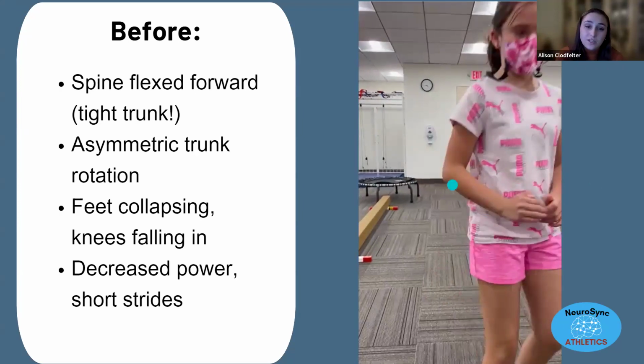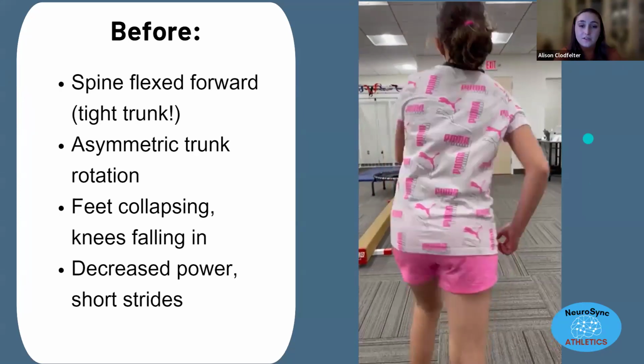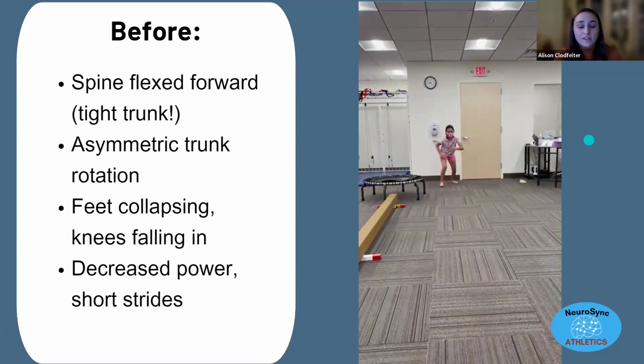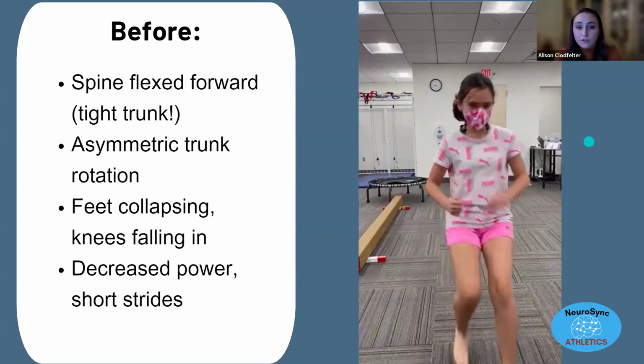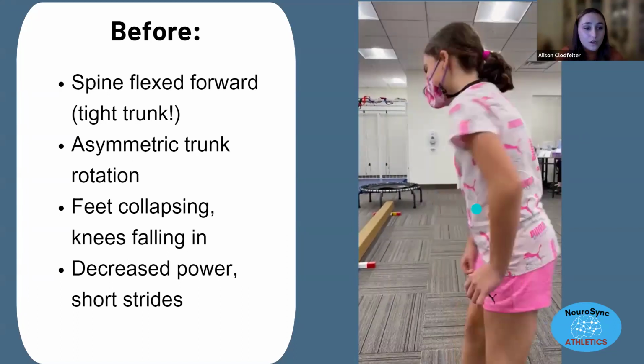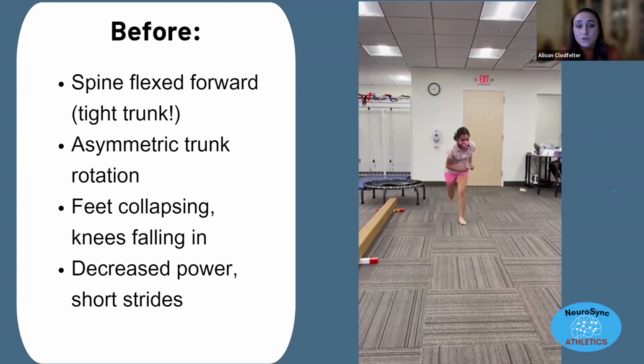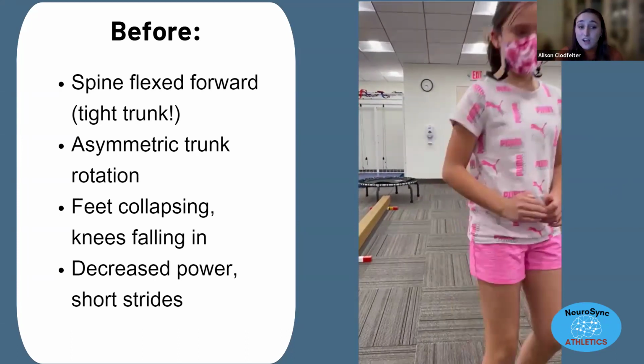So you can also see that foot collapse here as she's moving. So her feet are collapsing, her knees are falling in. Again, she doesn't have great motor control of her lower limbs, of her core. And same thing as with the hopping, she has really short, choppy strides. She's having to take a lot of strides, so she has decreased power output, and it's a lot less efficient than it should be.